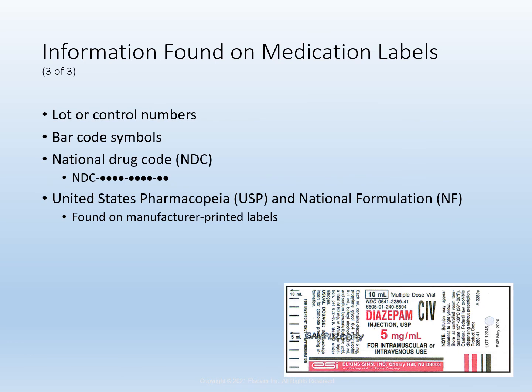You may also see lot or control numbers on drugs, barcode symbols, and the National Drug Code, which is going to start with NDC and a bunch of different numbers. That is required by federal law to be on there. And you may see the USP and NF number on there. In your textbook, if you want to look at labels, you can see examples of lot number, barcode, and NDC.